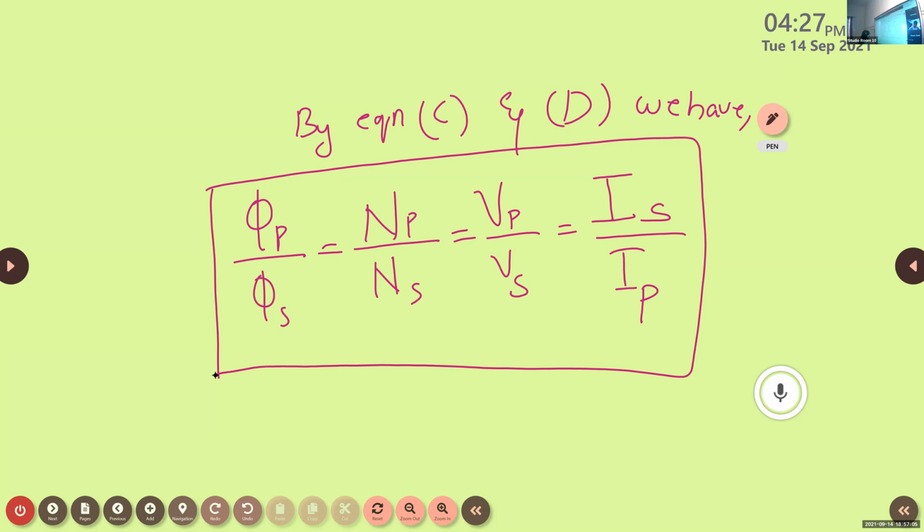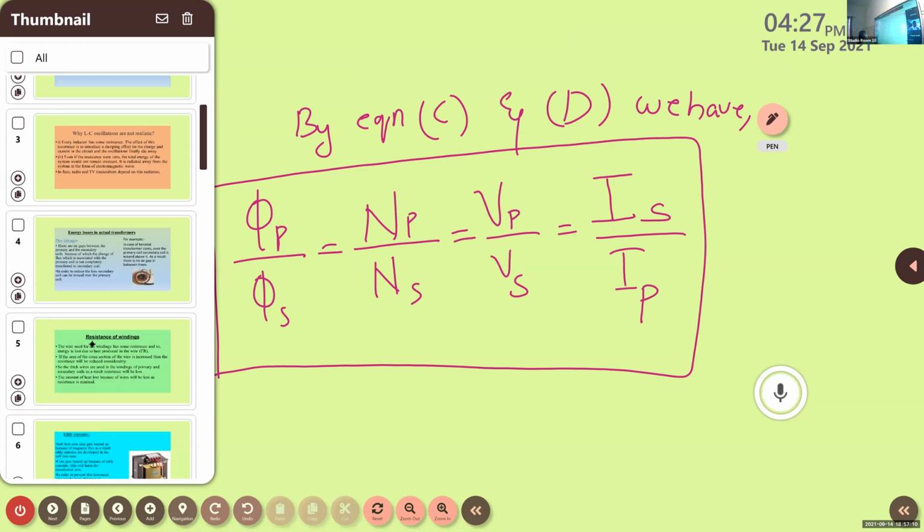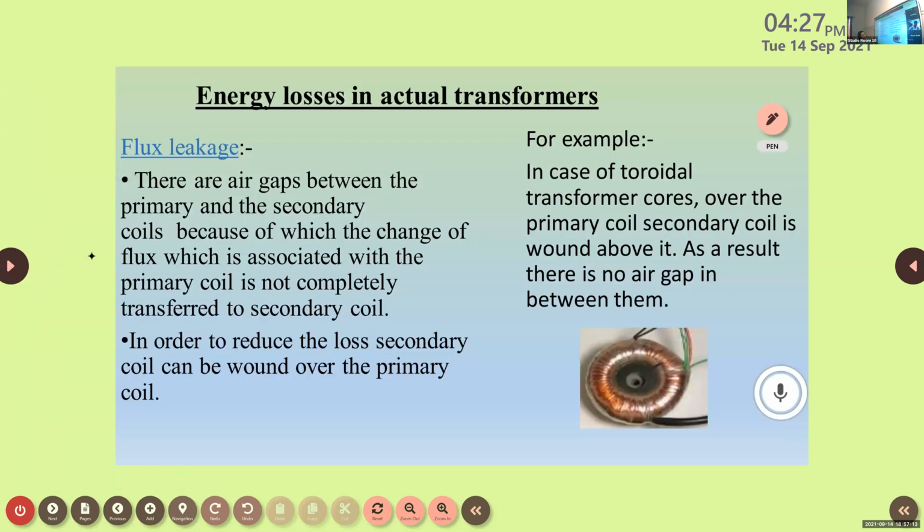Now one more topic is left. Energy loss in transformers. Mainly in 3 or 4 forms, energy loss occurs in transformers. The transformer is a device that is used to either increase or decrease the value of voltage, or it is used for carrying the power over a long distance. So whenever we carry the current with the help of transformers, there is a chance of energy loss in the form of heat. So there are so many ways the energy loss takes place whenever we are using the transformer. One is flux leakage.